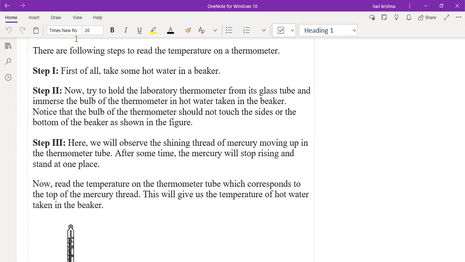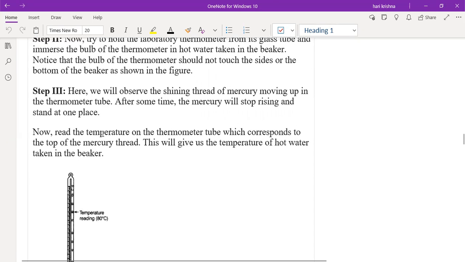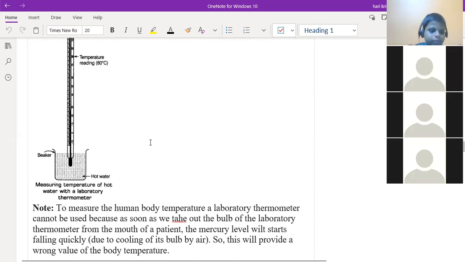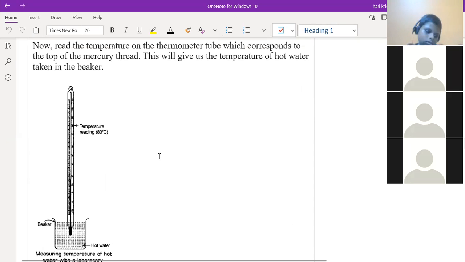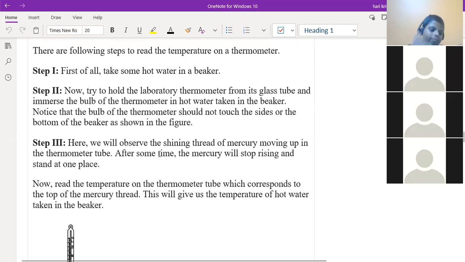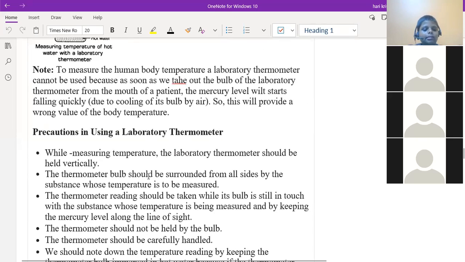Good. Any doubts in this? No, sir. This is all about how to take the readings of the laboratory thermometer.